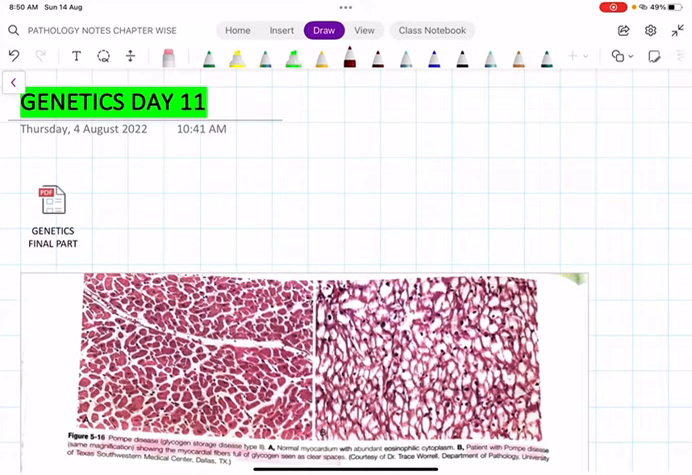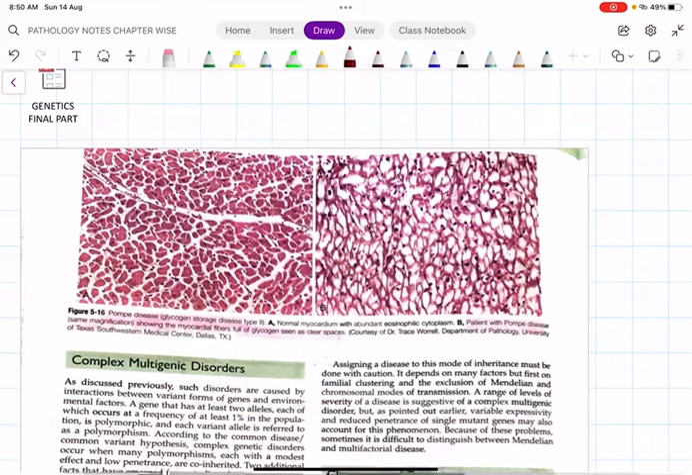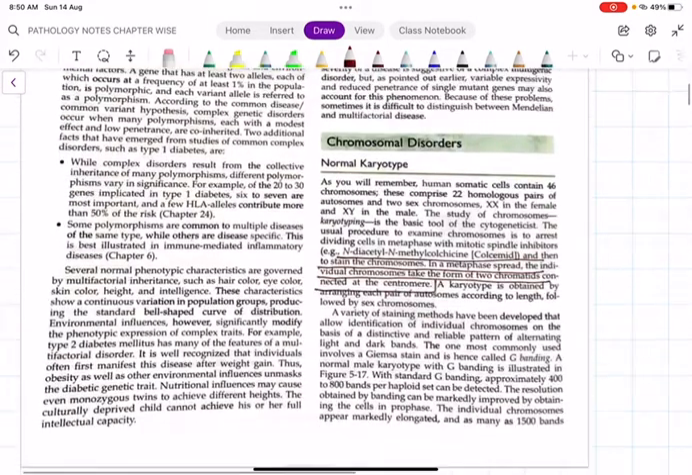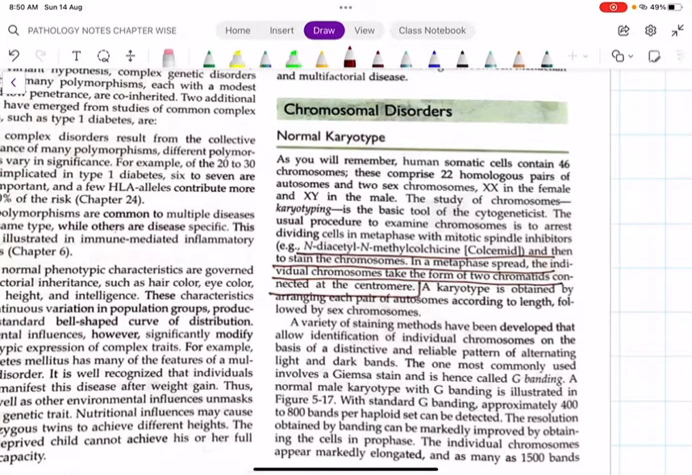Today we are going to discuss the chromosomal disorders. Before going into the chromosomal disorders, you should know what you mean by karyotyping. Karyotyping is a basic tool to study almost all the cytogenetic abnormalities.